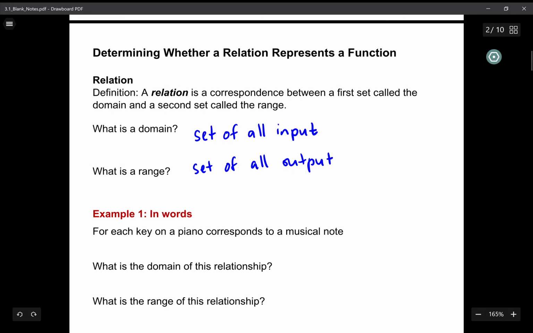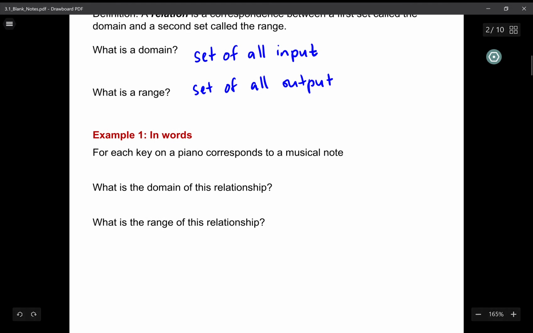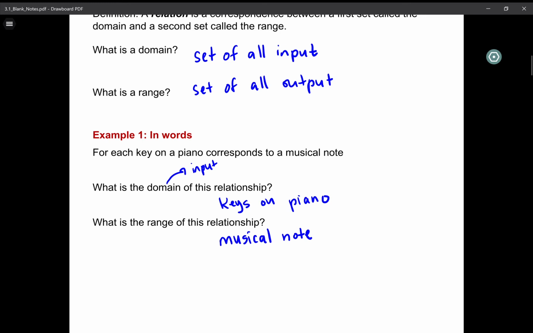So if we think about a relation in a real-world example, let's think about a piano. Every key on the piano corresponds to a musical tone. So in this relationship, the input, the domain, is going to be the keys on the piano. You can play any key you want. And the output is going to be the musical note. So you press on the key, that's the input, and the musical note is the output. So that's just a relation.